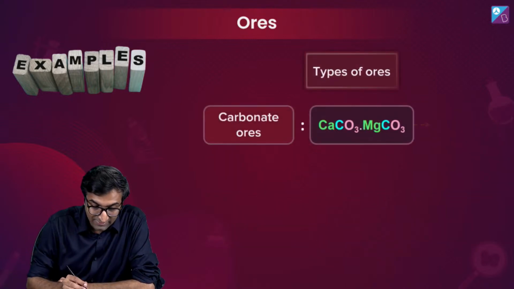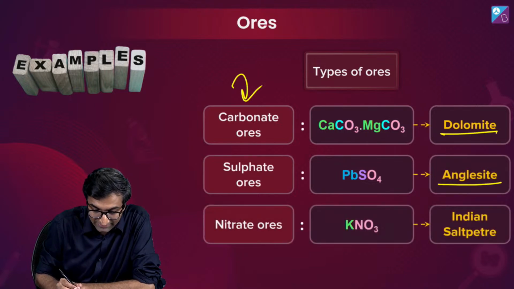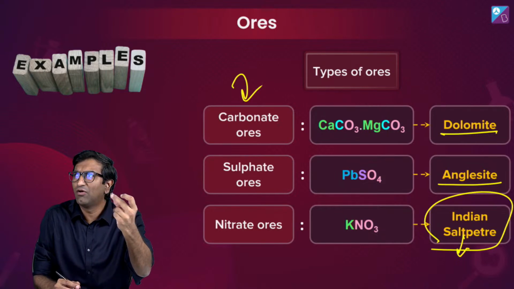Anyway, here are some more ores, some carbonate ores. This one's called dolomite, anglesite, and Indian saltpeter. Saltpeter. This was used, by the way, to what was this used for?